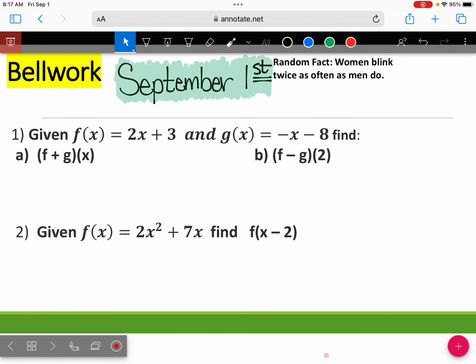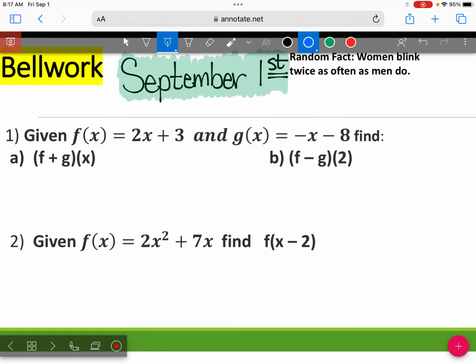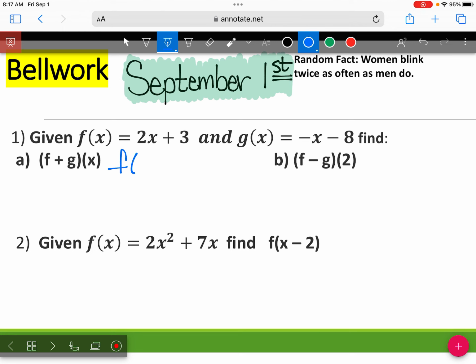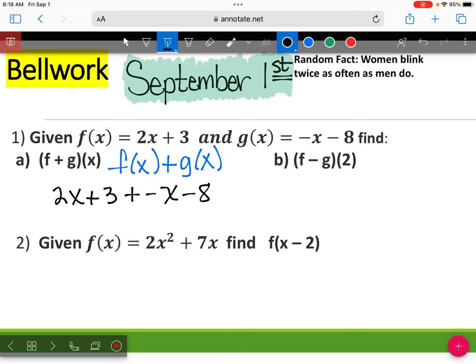All right, so for this first one, we have f plus g of x, which simply means that we're adding f of x plus g of x. So that would be 2x plus 3 plus negative x minus 8. So when we add these together, we're combining our like terms. And our final answer for part A would be x minus 5.